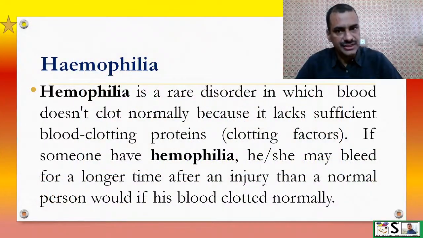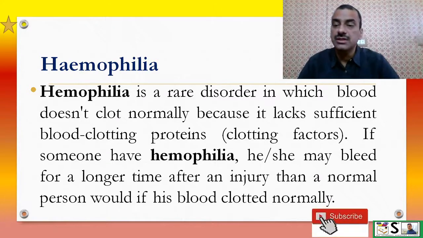What is hemophilia? Hemophilia is a rare blood disorder in which blood doesn't clot normally because it lacks sufficient blood clotting factors. If someone has hemophilia, he or she may bleed for a longer time after an injury than a normal person would if his blood clotted normally.